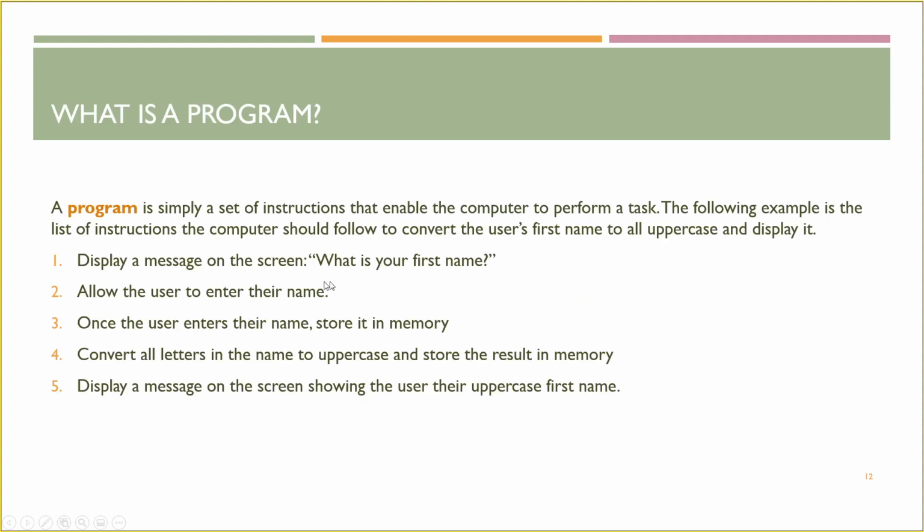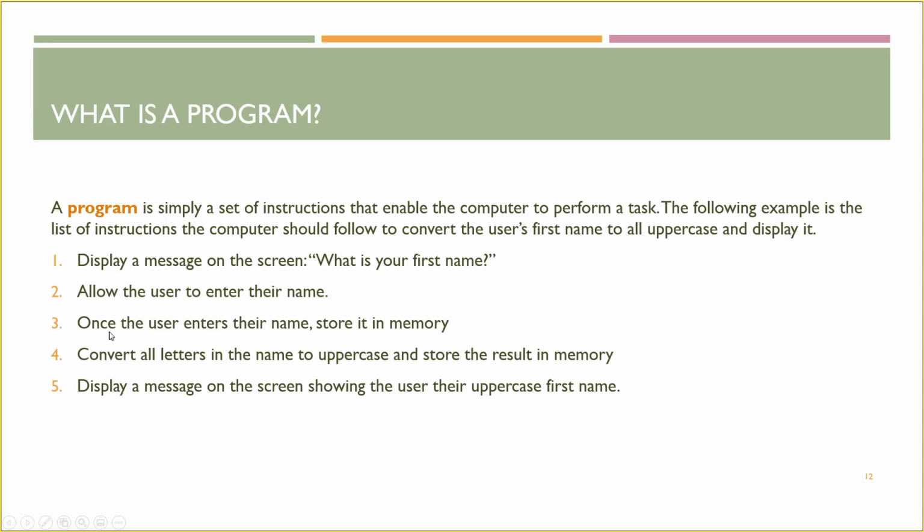So here's an example of a program. This is just a list of instructions. So this would be like our algorithm here. It's an ordered set of instructions. Let's say we want to write a little program that takes the user's first name, converts it to all uppercase letters, and displays it to the screen, right? So our set of instructions might have the first step saying, display a message to the user, what is your first name? Our second step would allow the user to type their name in.